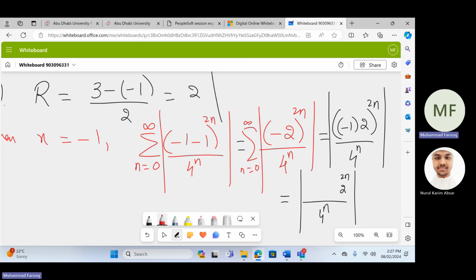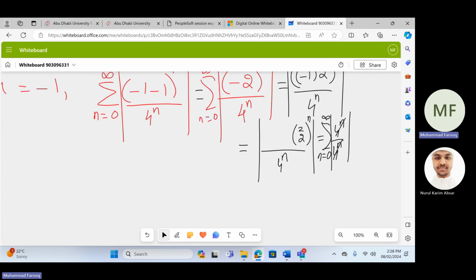Now, please tell me, can I write this 2 power 2n like that? Look at it. Yes or no? It means 2 power 2, so what is that? 4 power n. So 4 power n over 4 power n in the absolute value, sigma n equals 0 to infinity. They cancel out. What's in the absolute value? 1.